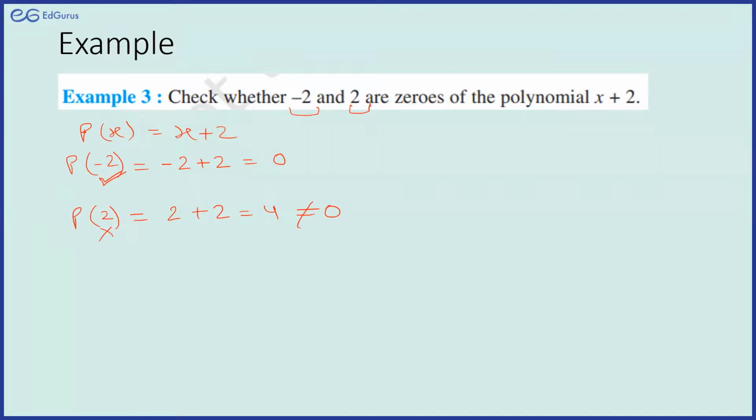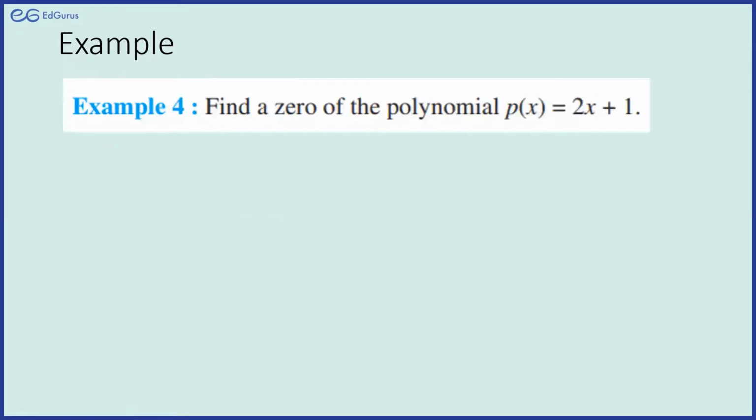Whenever you want to check whether the given x value is a zero of the polynomial or not, you simply substitute that x value in the polynomial. If the result is 0, yes, it is a zero. If the result is not 0, no, it is not a zero of this polynomial. Okay? Okay, ma'am.